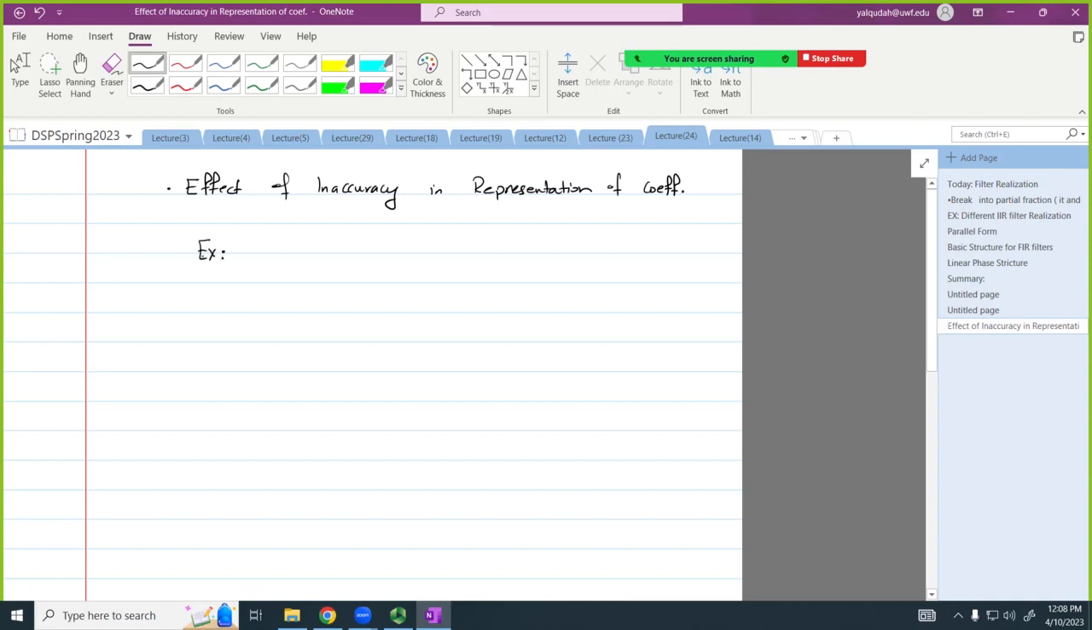So let's look at this example. Let's say we have a filter that is given by the following: (5/2 z squared plus 2z) divided by (99/64 z squared plus 5/2 z plus 1).